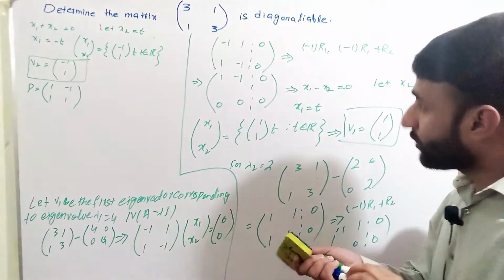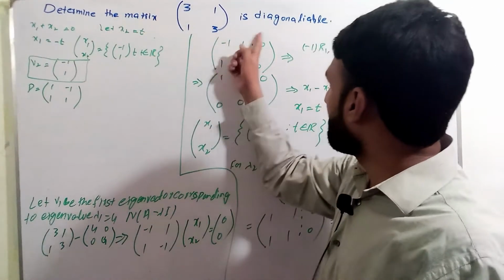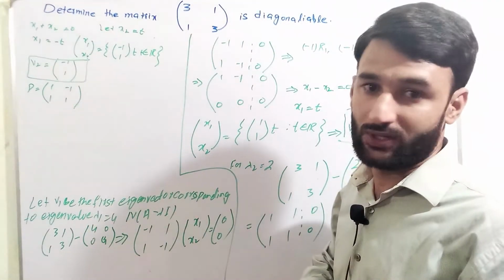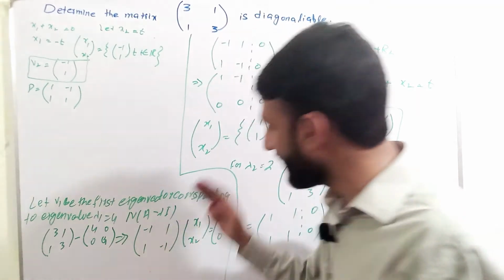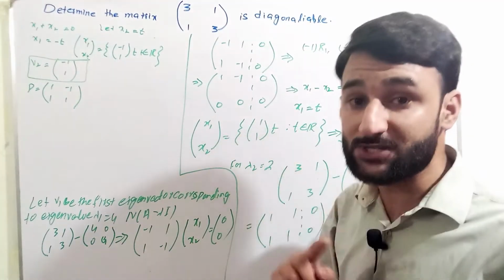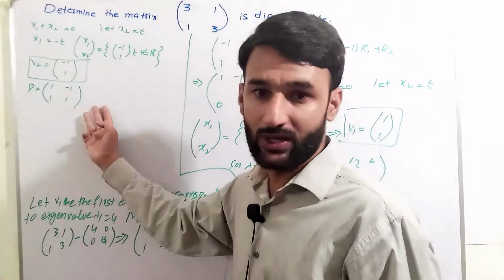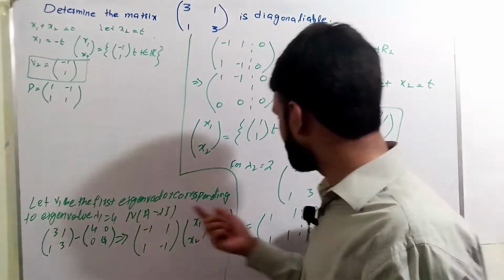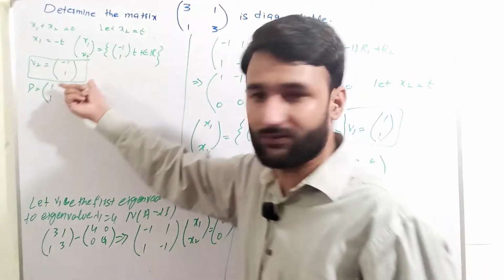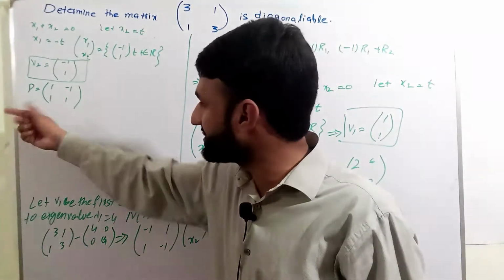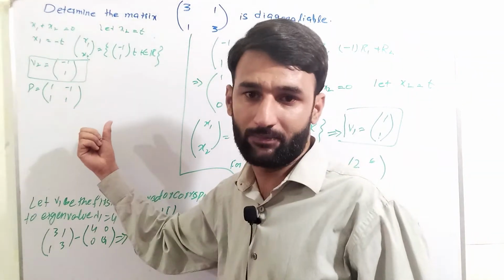So the question is to determine whether the matrix is diagonalizable or not. You can easily understand from this condition. For example, if you have 3 eigenvalues, you must have 3 eigenvectors. In my case, I have obtained 2 eigenvalues, and corresponding to the eigenvalues, there are 2 eigenvectors. And we can write this in matrix form, right?